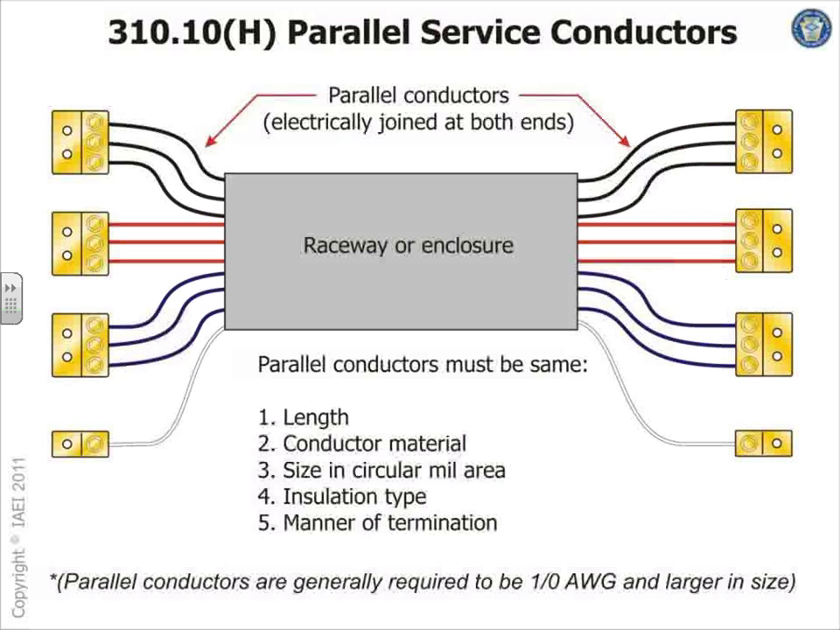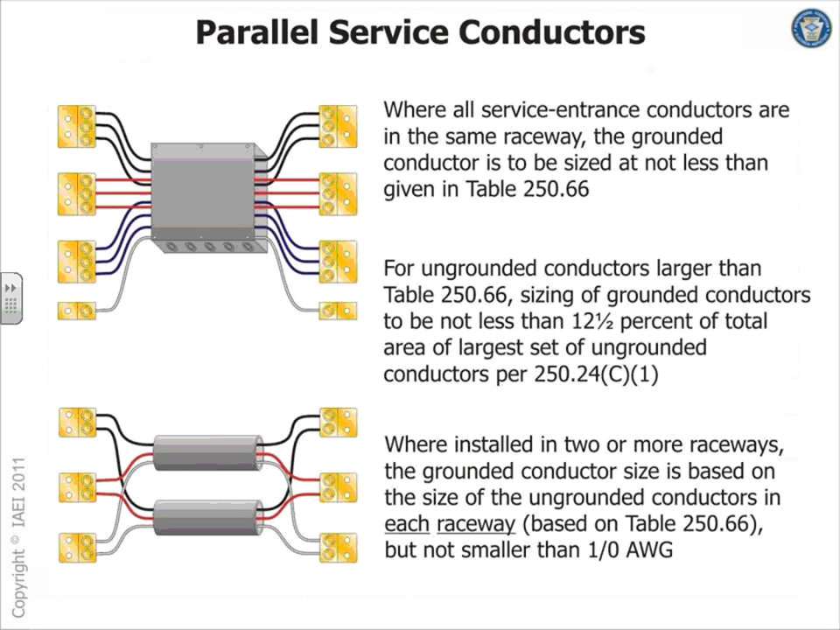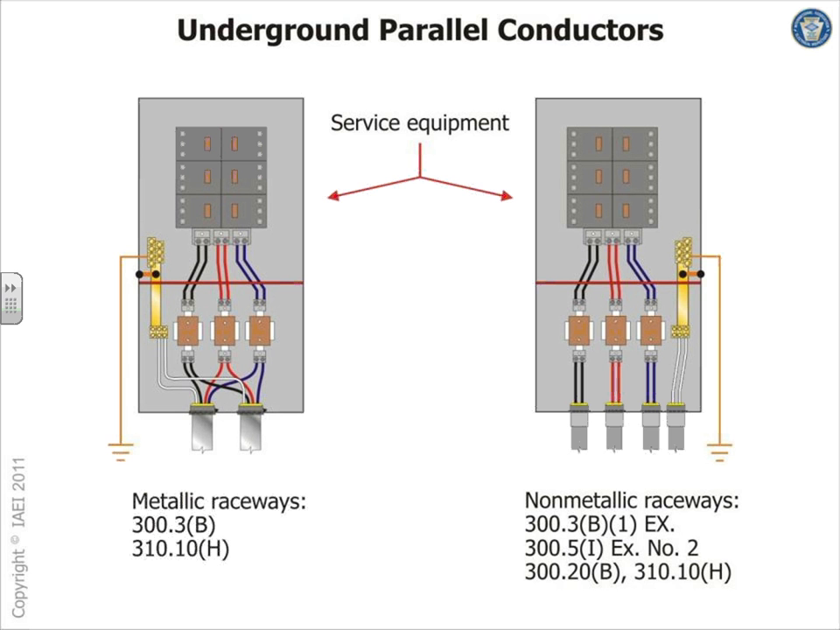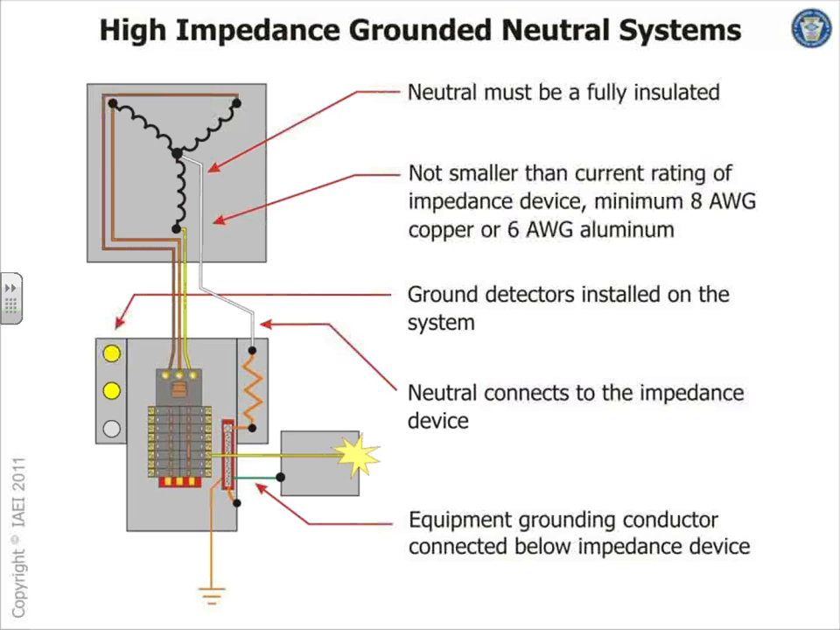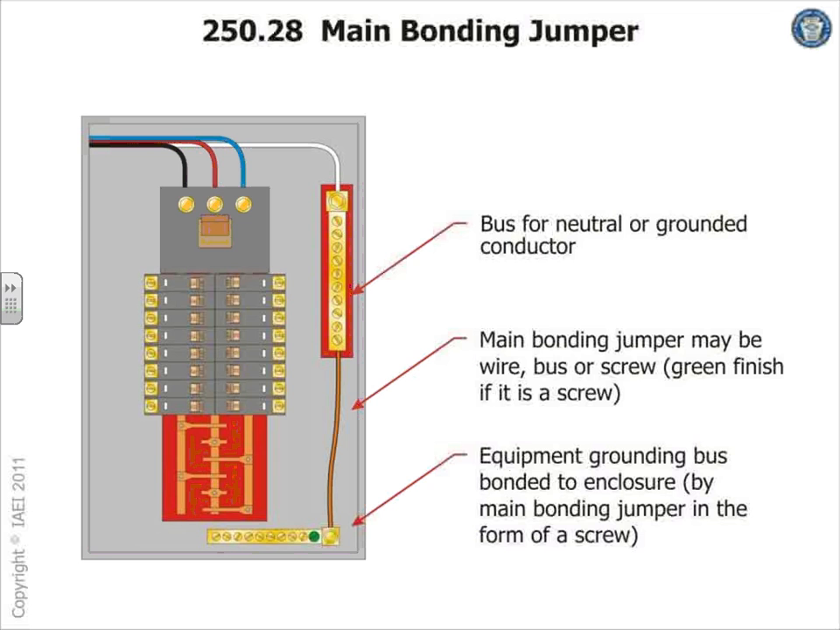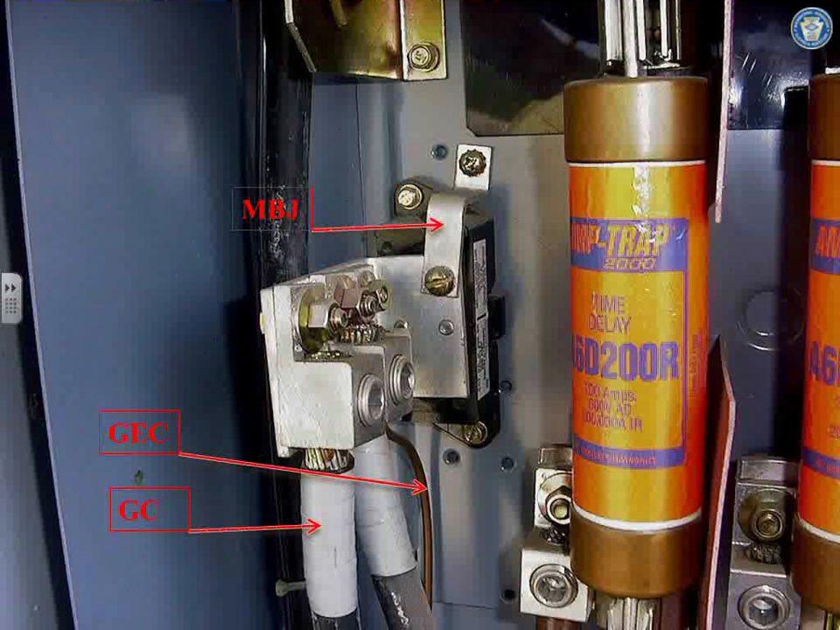This is another one, guys, about paralleling at the service. We talked about if you're paralleling conductors, you cannot go less than 1 aught for your grounded conductor, as well as everything else. So that's what I'm trying to show. I'm going to go directly and quickly to the main bonding jumper.